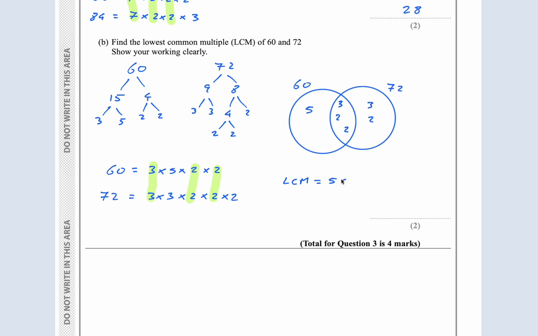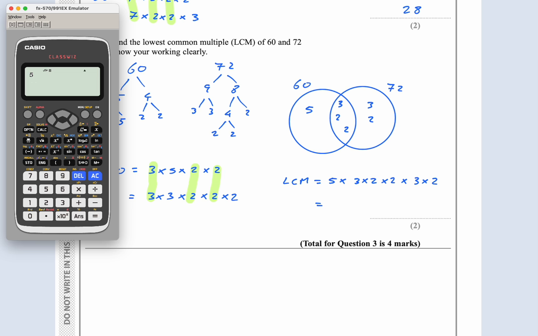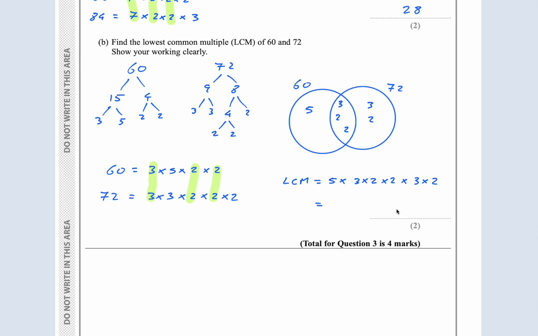So it's 5, but you only do these ones once. 5 times 3 times 2 times 2 times 3 times 2, which is 360.